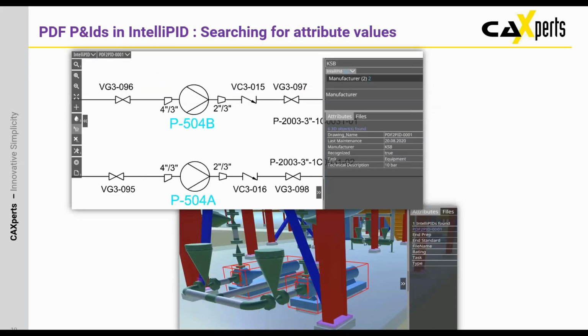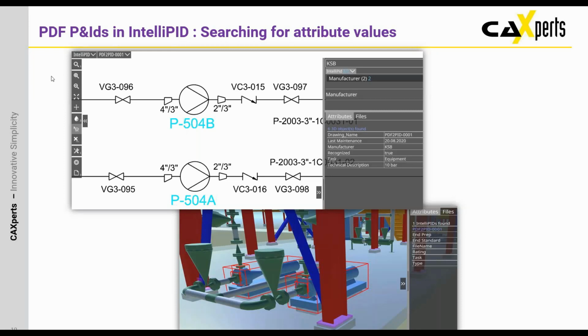What can we do with this dataset? Of course, we can do what we can always do with UPV. We can search for attributes. So everything that is available on the attribute level can be searched for. It will be a search across the complete package, in this case PID and eventually also 3D.